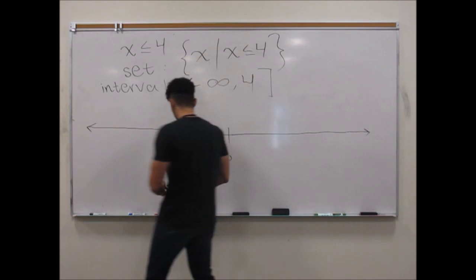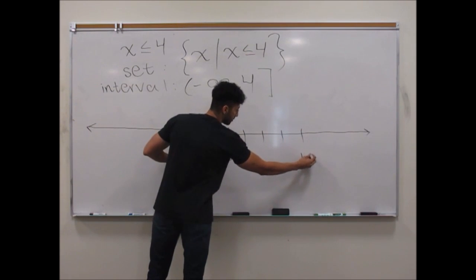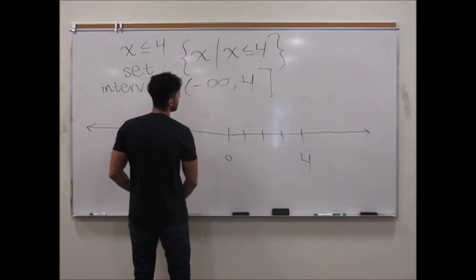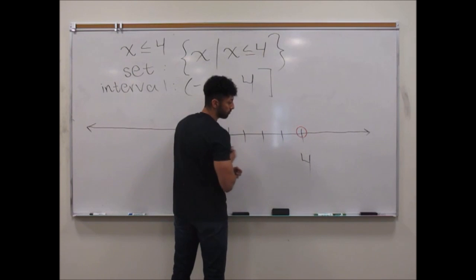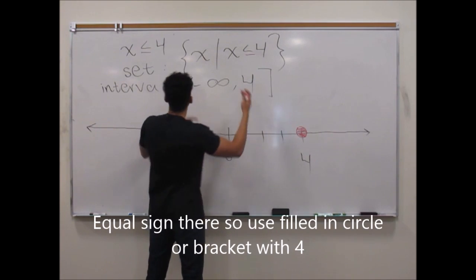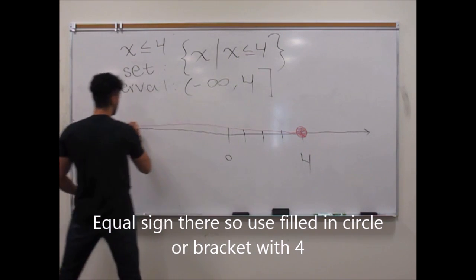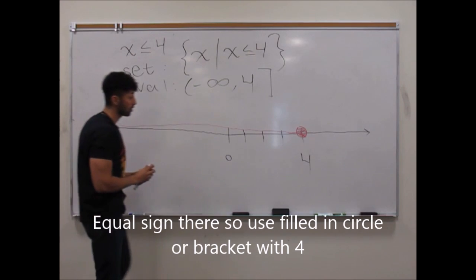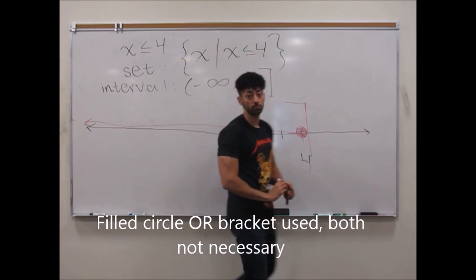So, let's see, 1, 2, 3, 4. 4 would be right here. One way we could do it is if I were to do like a circle on 4, but I would have to fill it in because it's included now. And we're going to the left, so I would just shade anything to the left of that. Or we could use a bracket on 4.